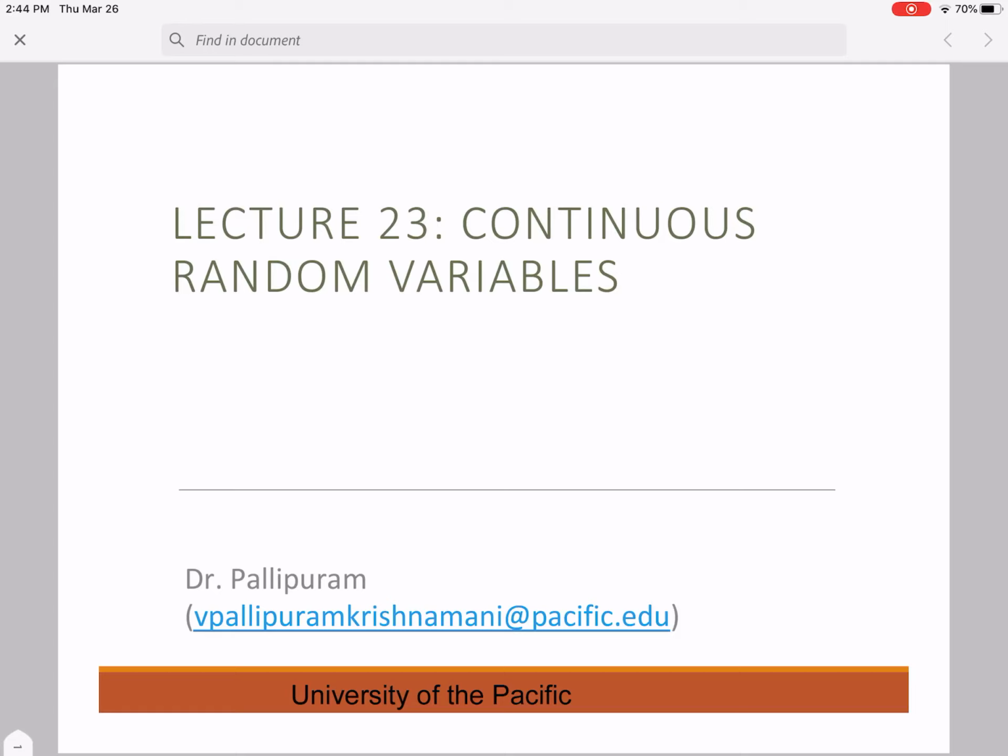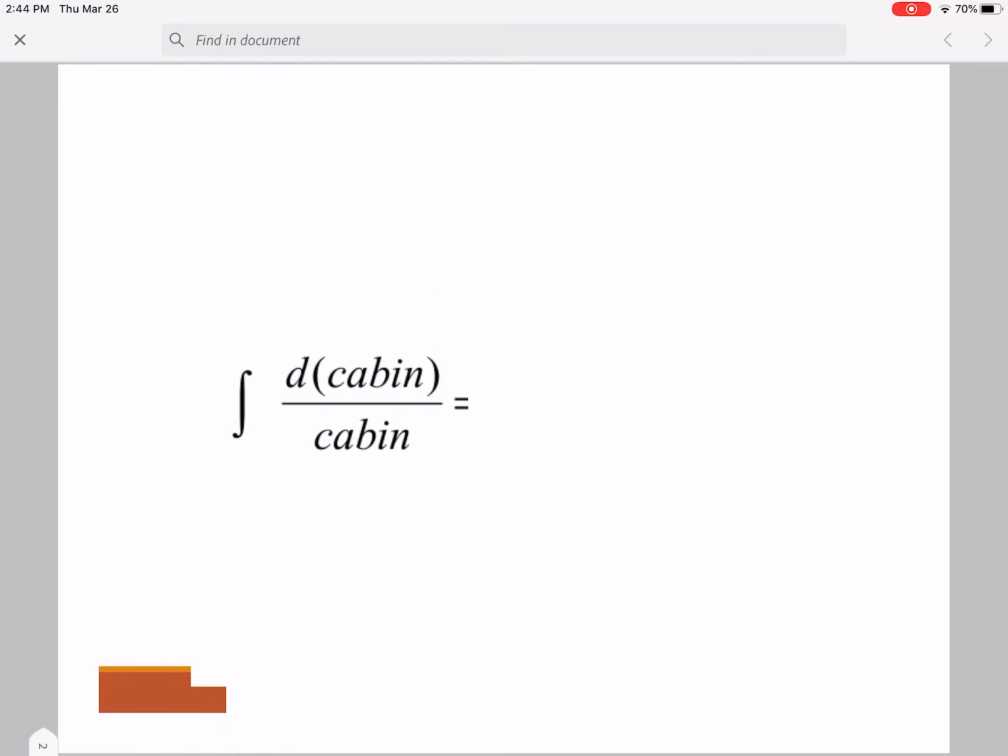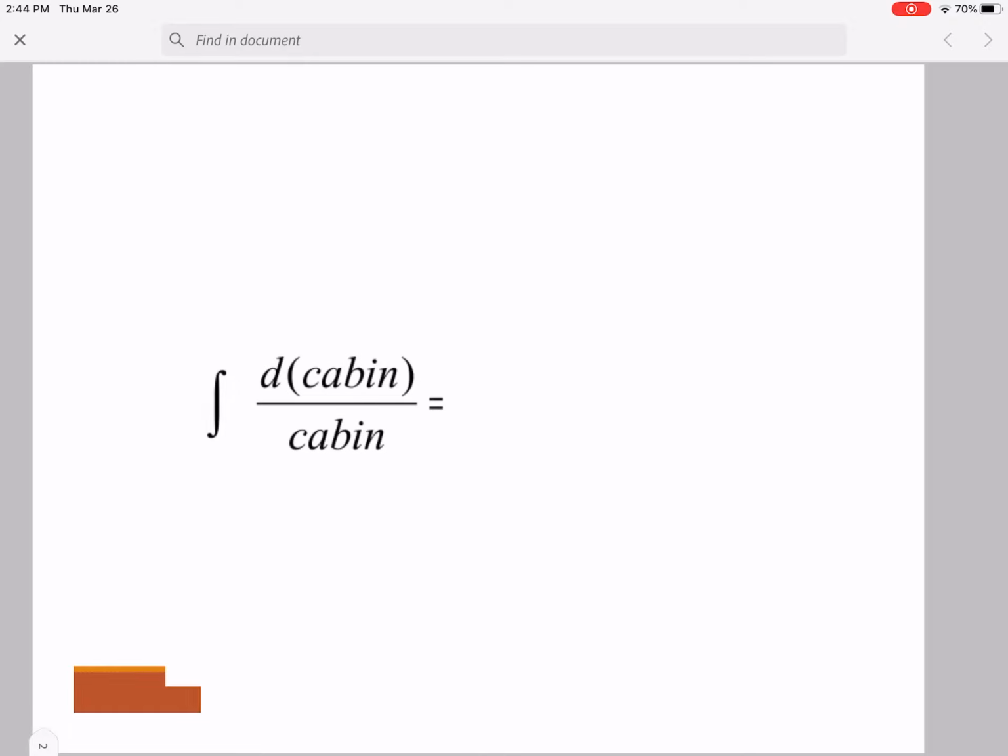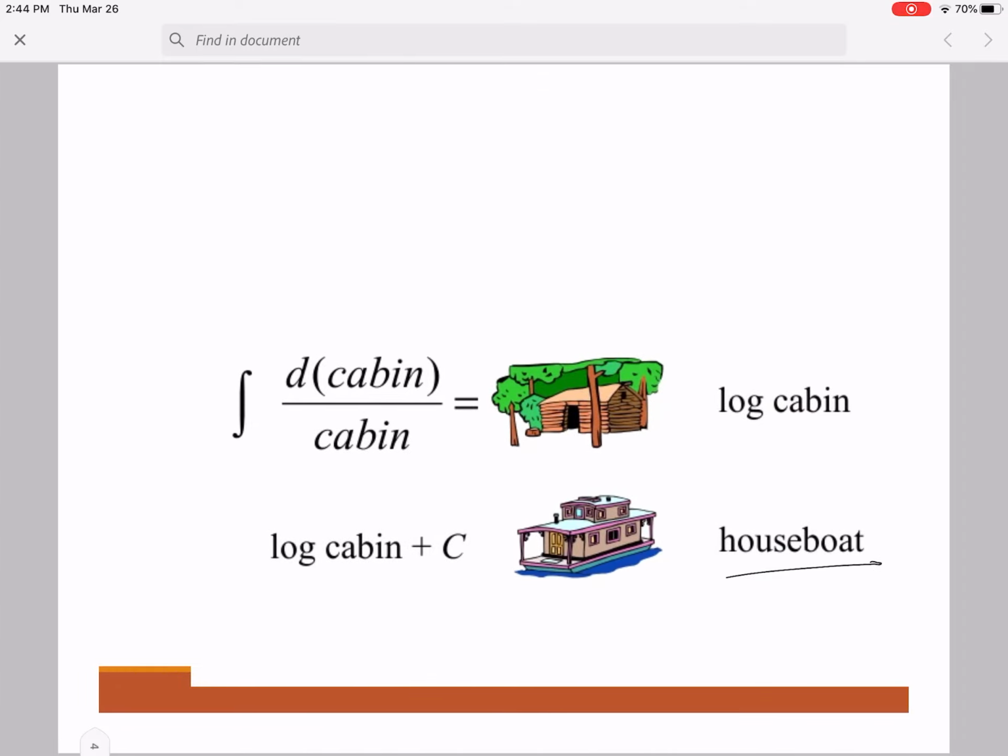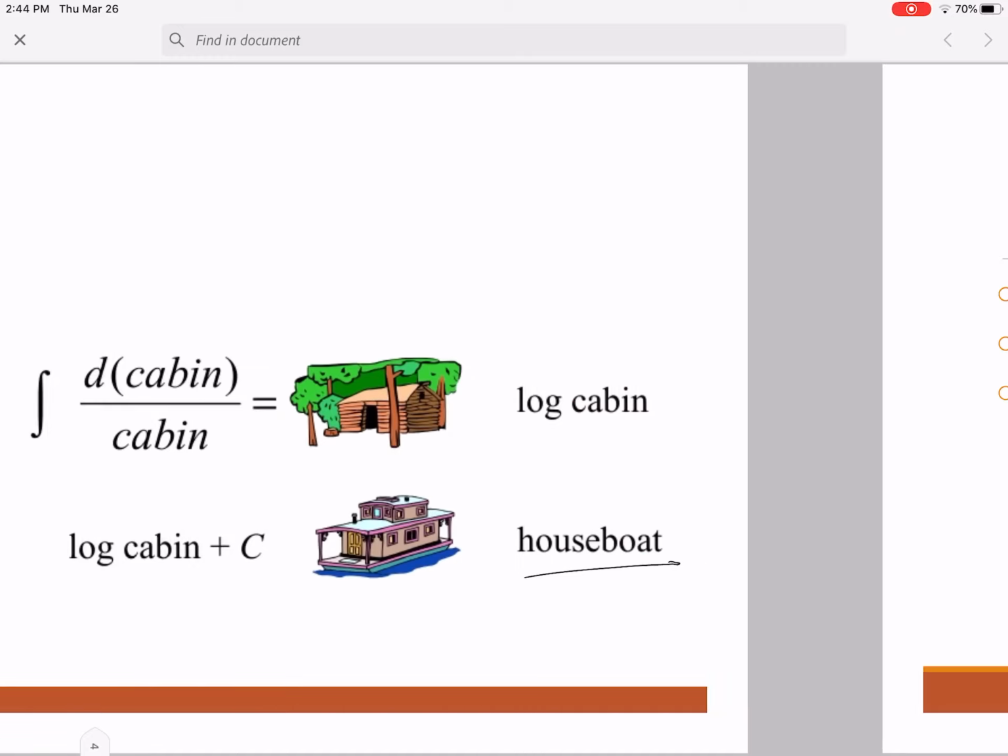But before we proceed any further, let's practice our integration skills. So tell me, what is the answer of this integral? Is your answer a log cabin? Well, as it turns out, this is an indefinite integral, so you need to add the constant term c into this equation. So when you add log cabin to c, what do you get? You get a houseboat. Okay.